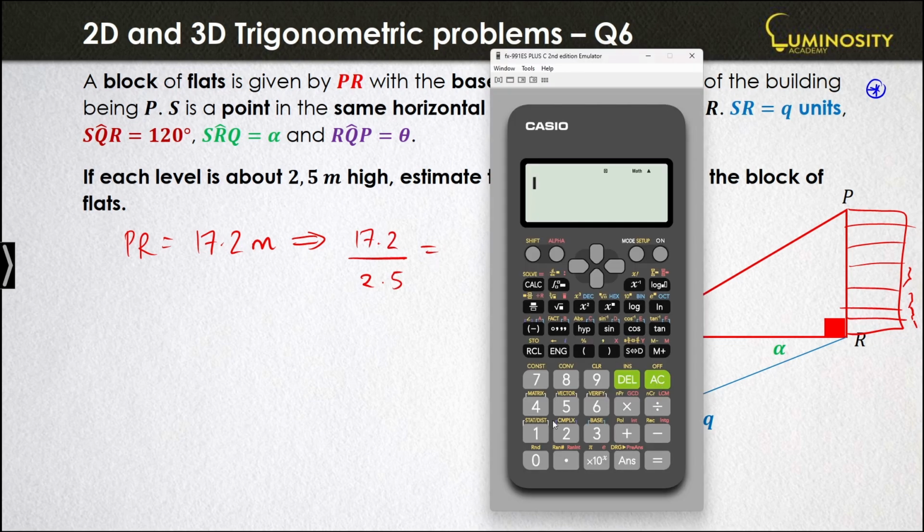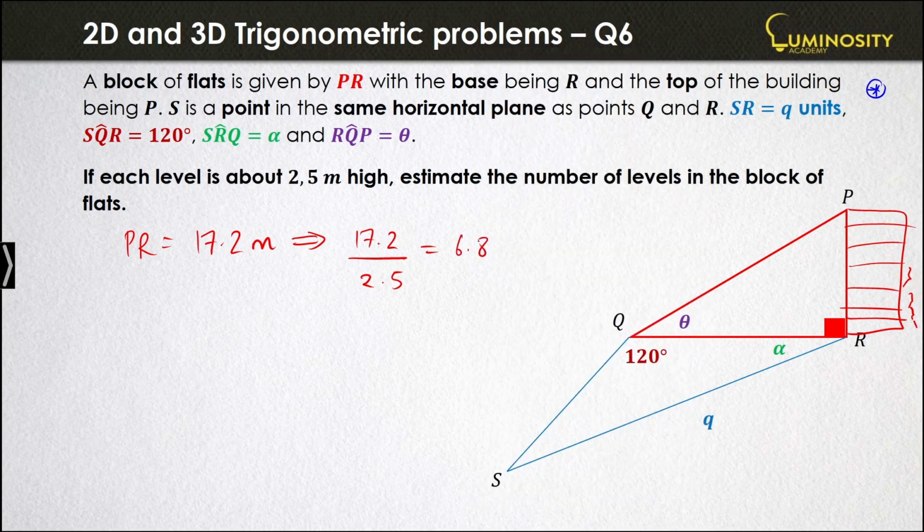So let's take 17.2 divided by 2.5, and you have 6.88. So that's approximately 7 levels, I would say. Okay, not exactly 7. It could be maybe 6 levels and a level that's a bit smaller, maybe for like the maintenance or the laundry room or something like that.